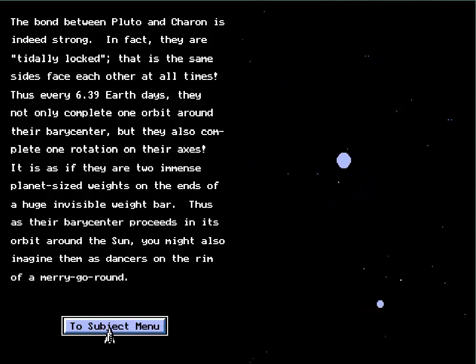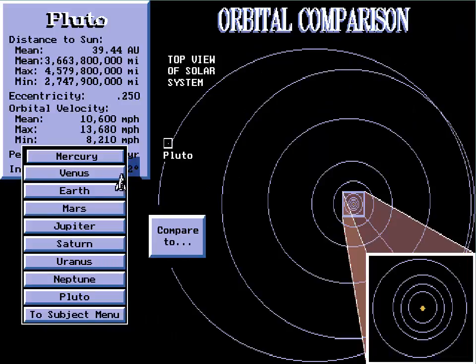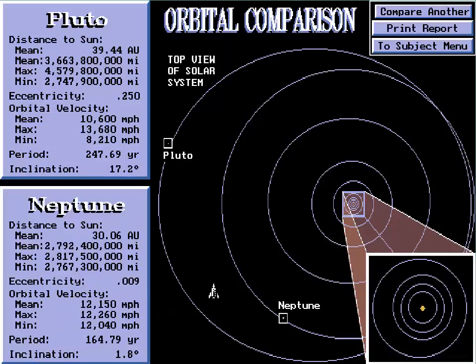Very cool. And we can compare orbits. So we can compare to Neptune. You can see Pluto and Neptune come together over here. But I guess it goes above, and they're in sync, so they'll never crash into each other. Very interesting.